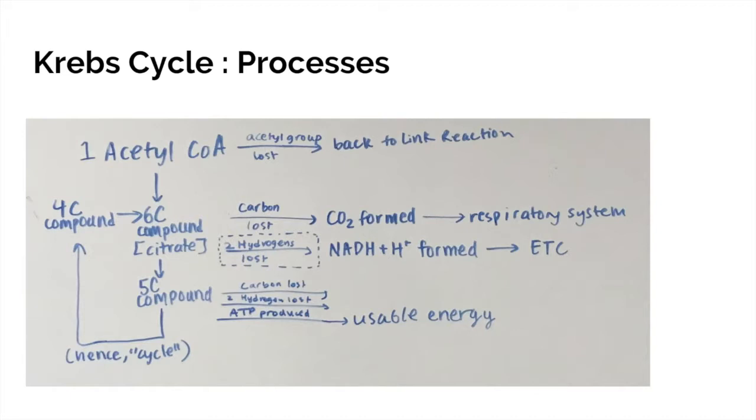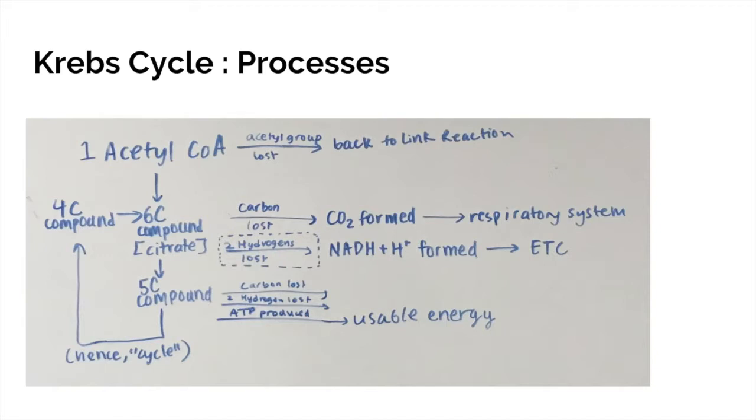And 2 things happen to this compound. First, you lose carbon, and this leads to the formation of CO2, which is expired through your respiratory system. Then you have 2 hydrogens that are lost, and these hydrogen ions go to your energy carriers, which eventually make it to the electron transport chain. So now that has happened once, you now have a 5-carbon compound. And with this 5-carbon compound, those 2 reactions occur again, and also ATP is produced into usable energy as well.